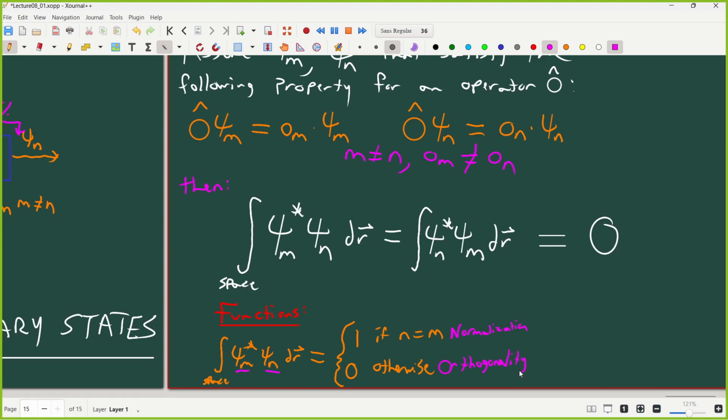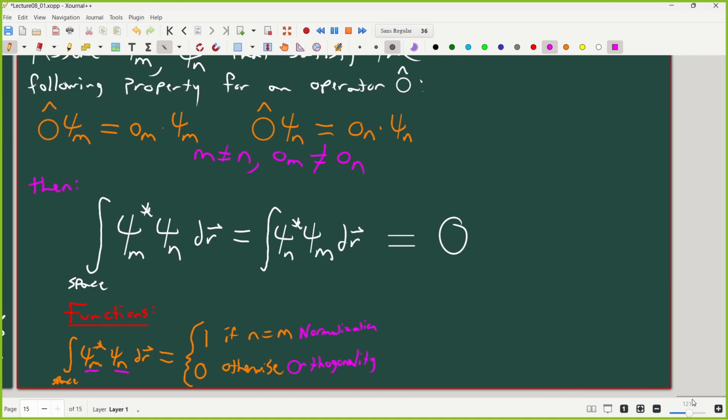All right, why is it called orthogonality? Well, let's look at the vector case. Let's think about white and black electrons from problem set 1.